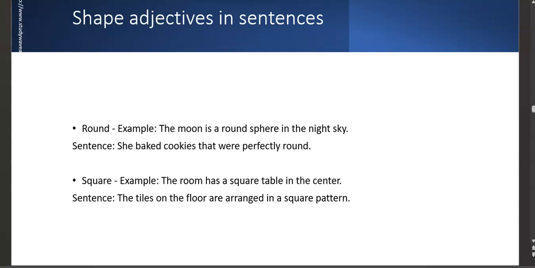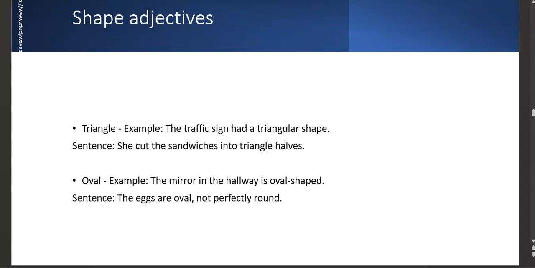So when someone tells you about some room, you're able to see that center table, but you just don't see any other table but a square table. Okay, so the idea behind shapes is to give a vivid, clear picture about the item someone is talking about. Next, we'll look at triangle and oval. The traffic sign had a triangular shape. She cut the sandwiches into triangle halves.